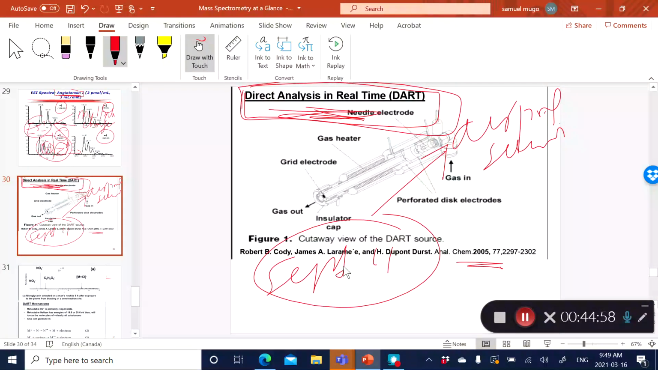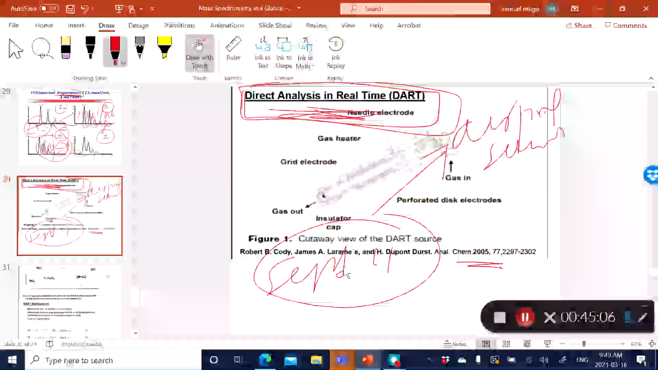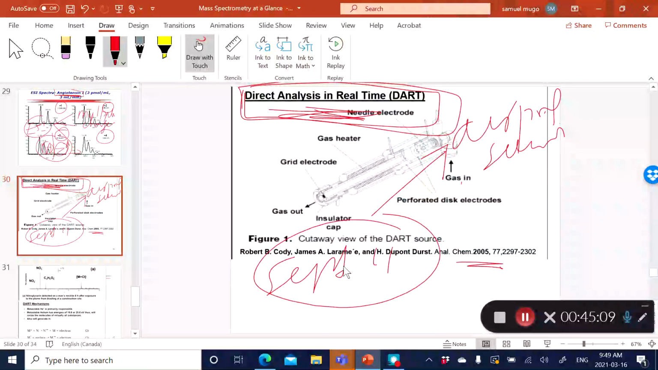So around 2005, somebody developed this thing called DART, which is direct analysis in real time. And look at this, a very, very simple technique. All it is is helium gas going through a needle electrode. Of course, anytime you see a needle electrode, it's just a wire that has a high voltage on it. The helium goes through that high voltage and gets ionized and excited at the same time. It's a high energetic environment. So you can think of this helium really as a reagent gas.